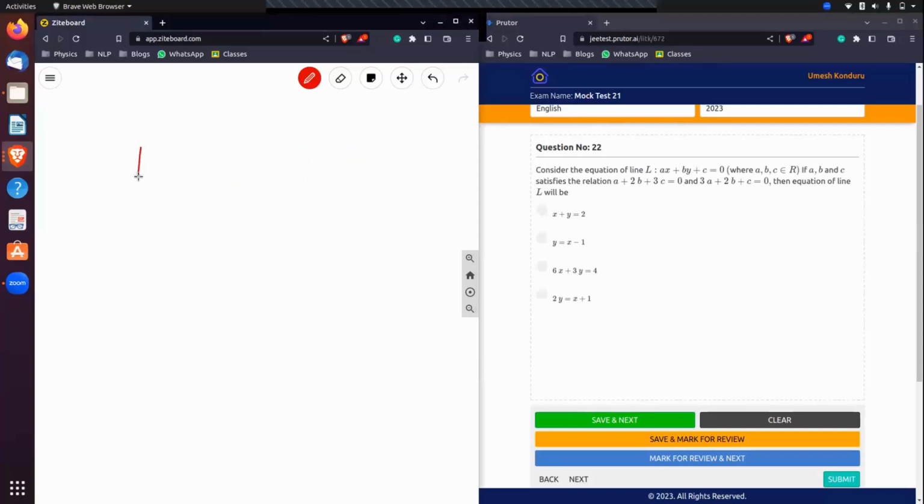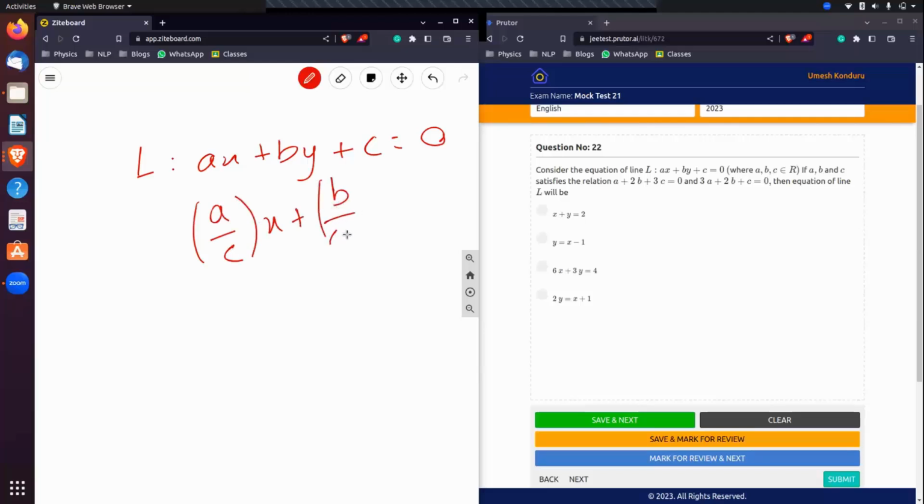Okay, so we have the equation of this line, and basically what the question is trying to say is that you just need two parameters rather than three to decide the equation of a line. So you could rewrite this to be a by c x plus b by c y plus 1 equals 0. Rather than figuring out a, b, and c, you don't even have enough information to figure that out. You just have to figure out a by c and b by c from the equations given.